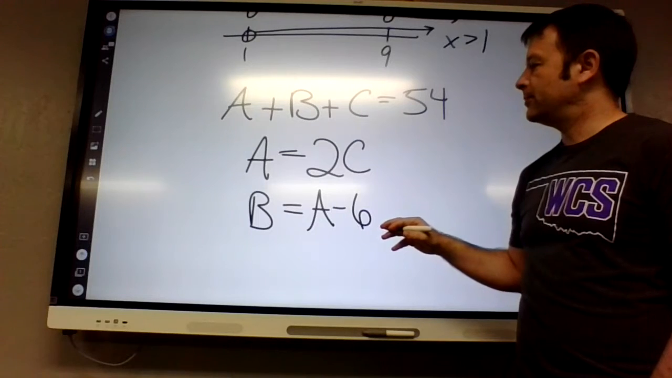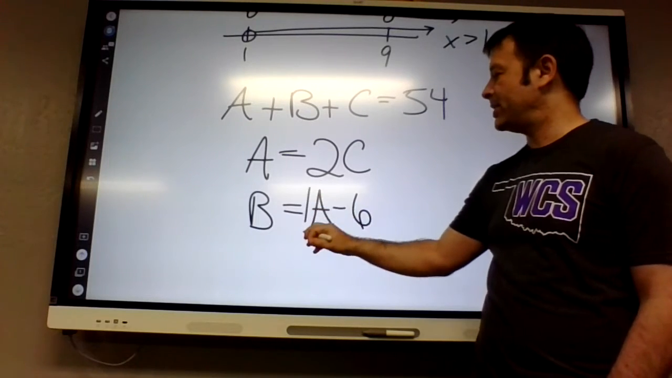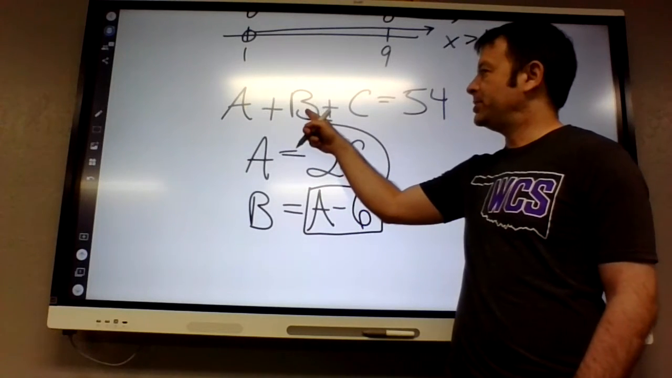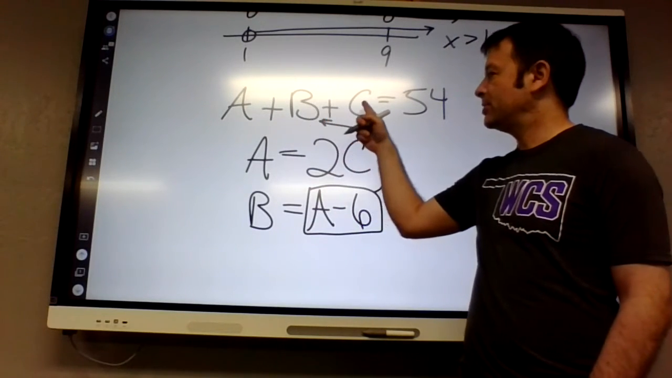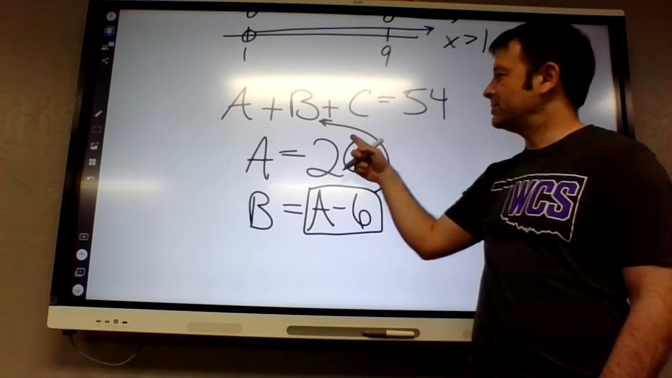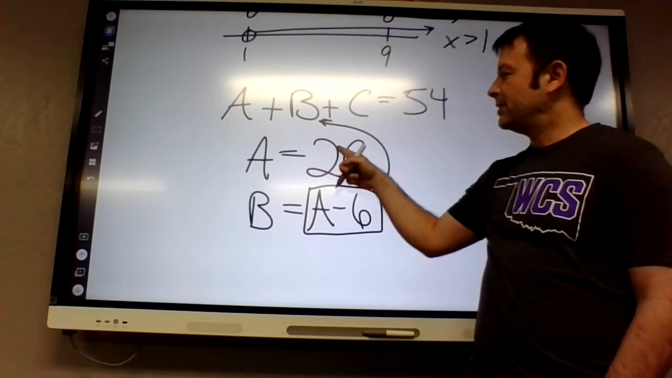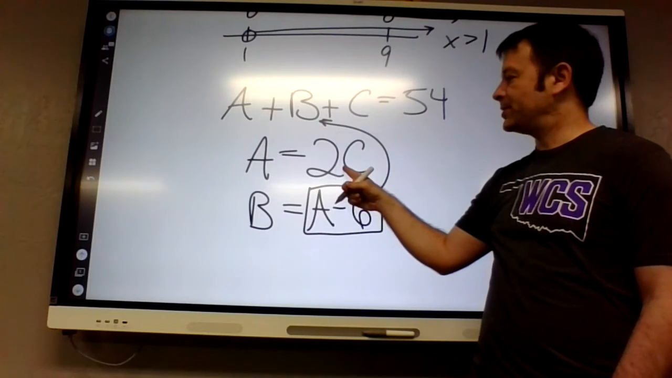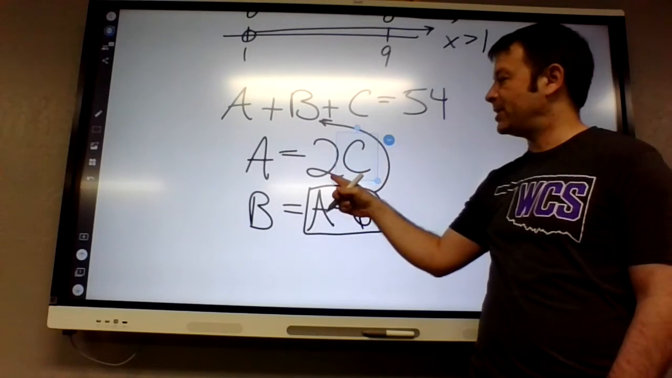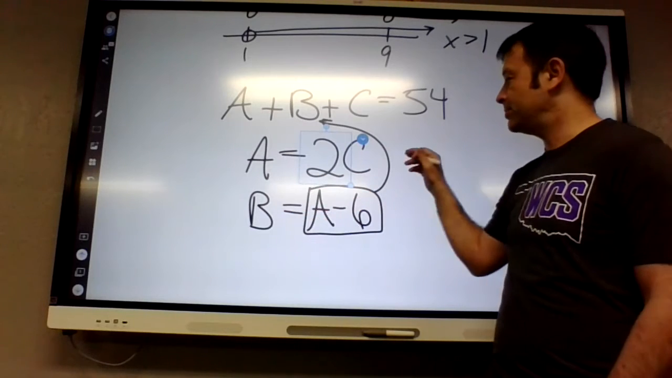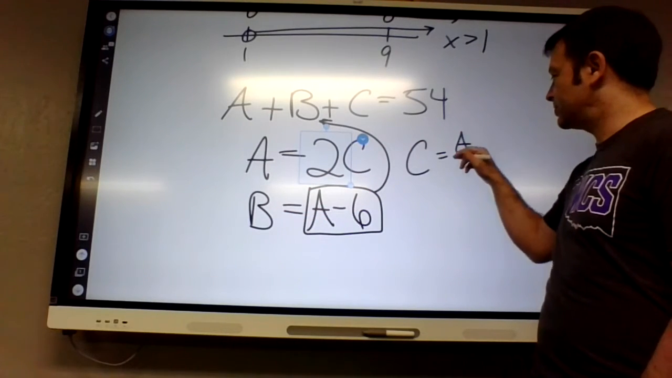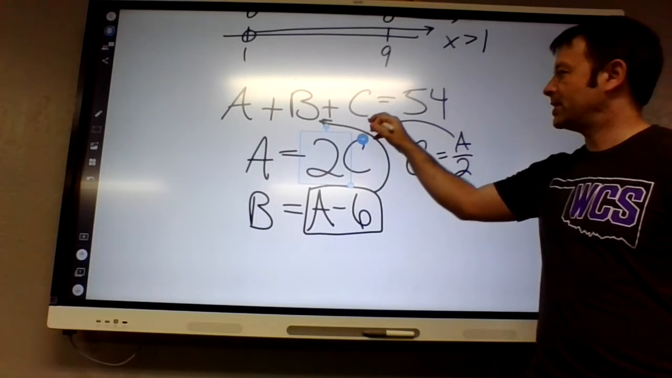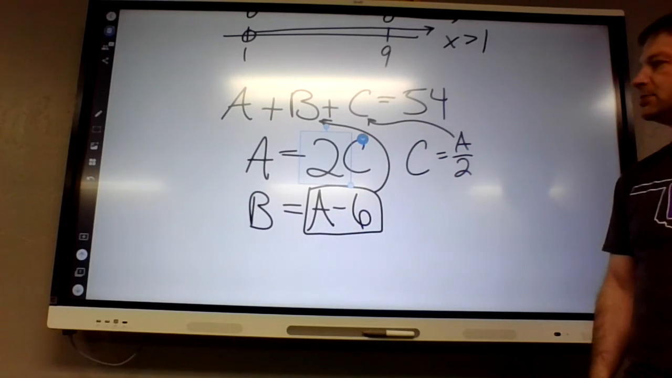So if I put A minus 6 in for B, this and this would be turned into A. And A equals 2. I need the C to turn into an A. I can solve this for C if I divide by 2, right? A divided by 2 is equal to C. Now I've got something that I can put in for C that turns it into an A.